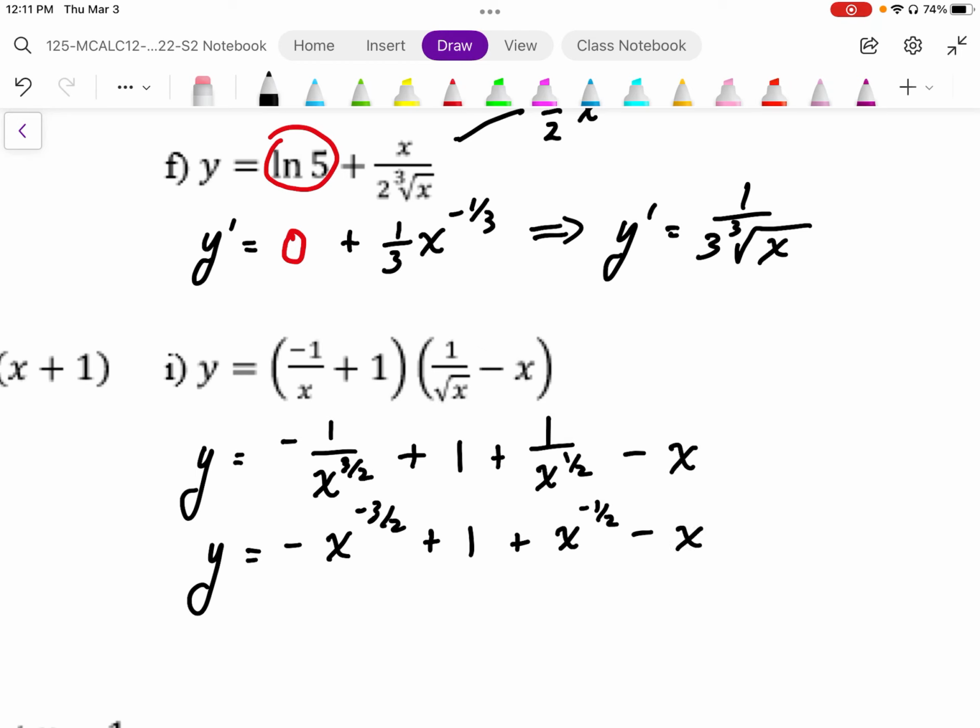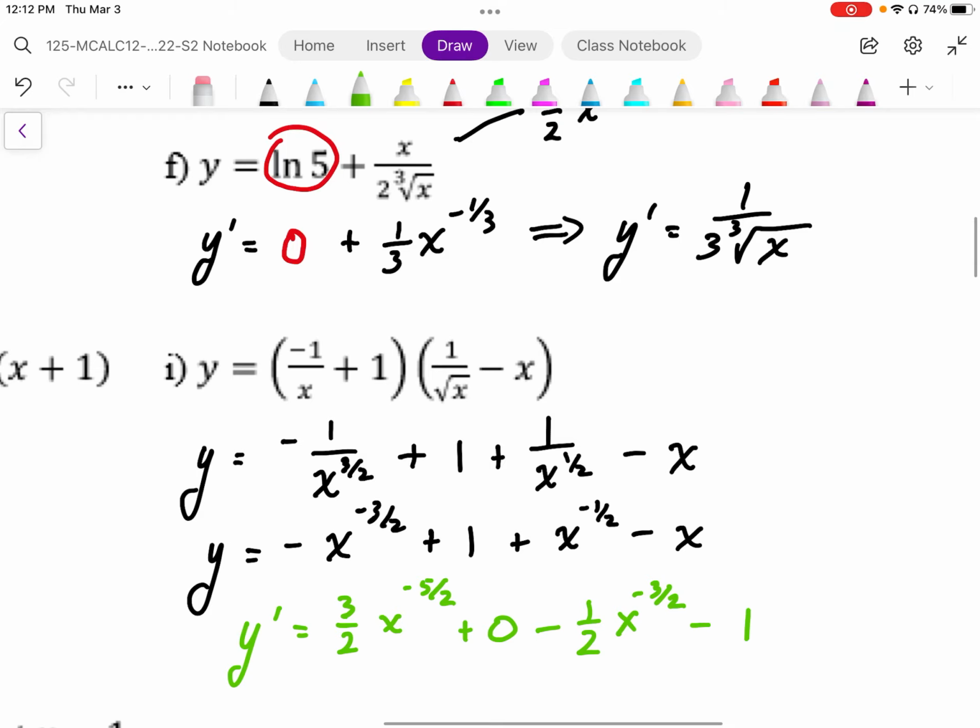So when I differentiate this, the derivative is going to be negative times negative is positive, and then I'm subtracting 1 from the power, it becomes negative 5 over 2. The 1 differentiates to 0. This becomes, the power comes down as negative 1/2, so I'm going to do a minus 1/2. I'm going to subtract 1 from that power, so I get negative 3 over 2. And then minus the derivative of x is just 1.